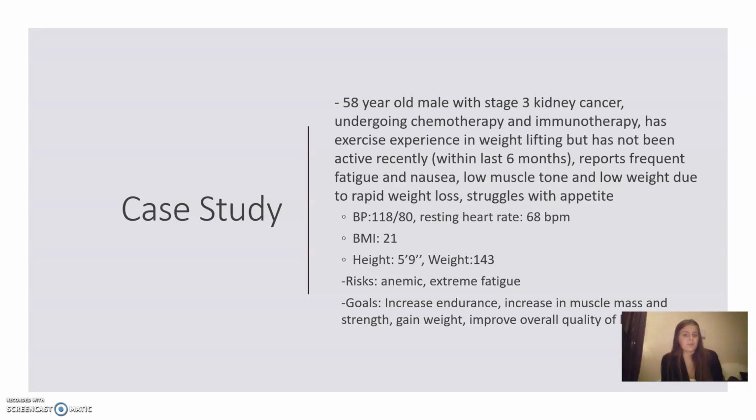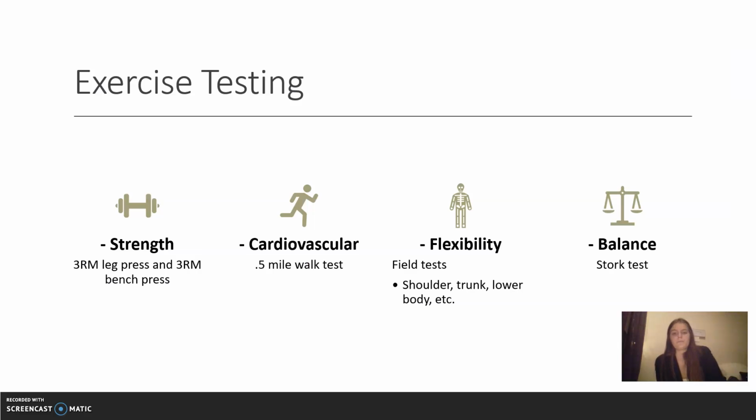As far as his blood pressure and heart rate, they seem normal. His BMI is within the normal range, but it is a little low. In his goals, he wants to increase his muscle mass and his strength. Some risk factors are that he is anemic, and he does have extreme fatigue.